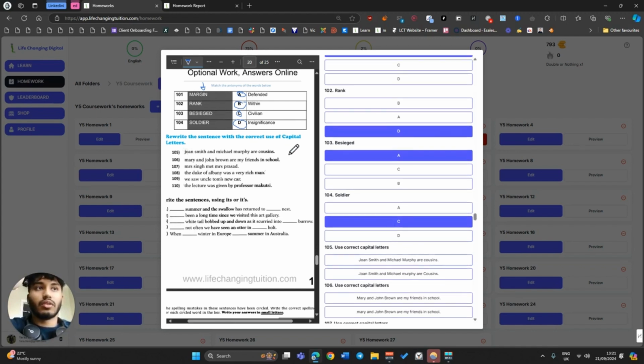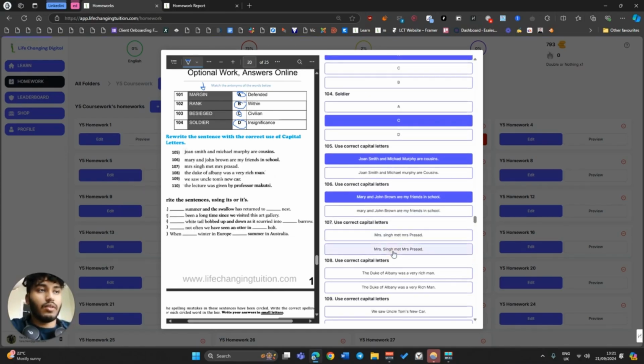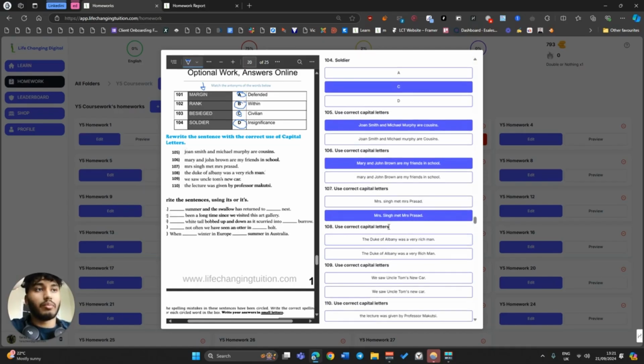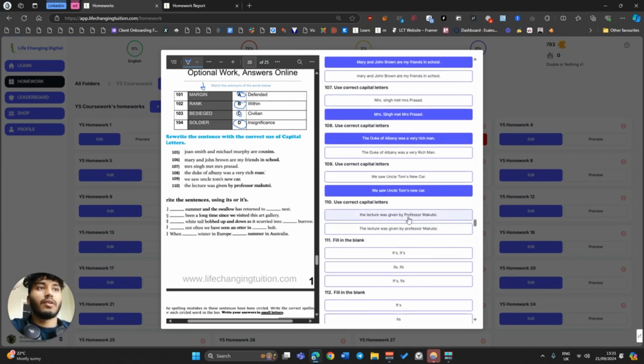Rewrite the sentence using the correct capital letters. So we've got here John Smith and Michael Murphy. This one's correct. Cousins doesn't need a capital. Mary and John Brown are my friends. Yep, Mary needs a capital. These both need capitals because they're proper nouns. Rich does not need a capital. Uncle Tom's, no, again, new car doesn't need a capital letter. It's not a proper noun.